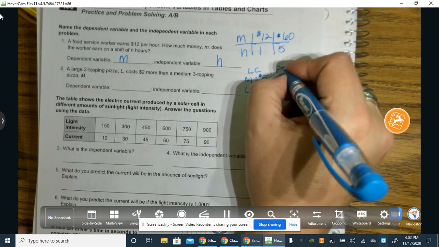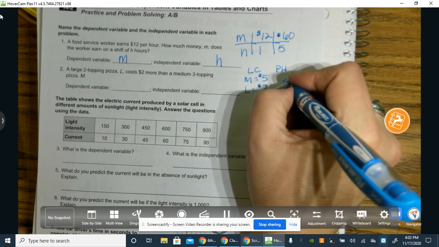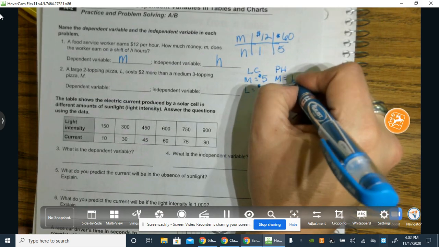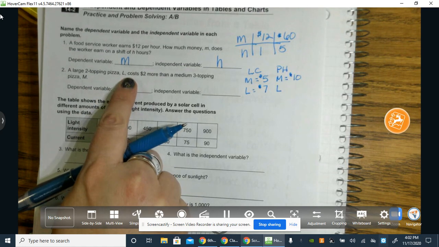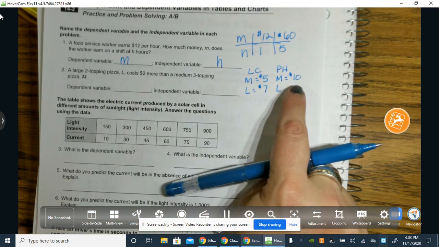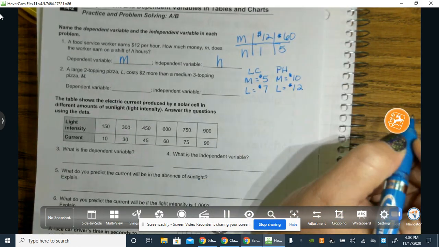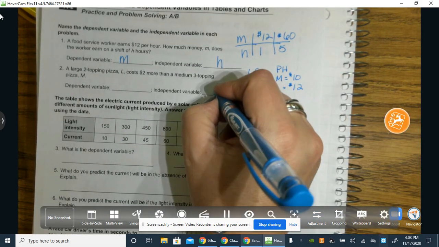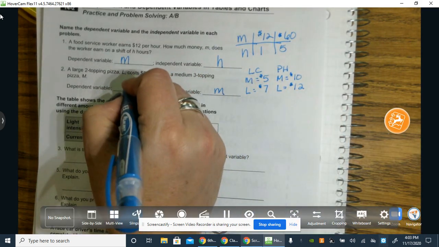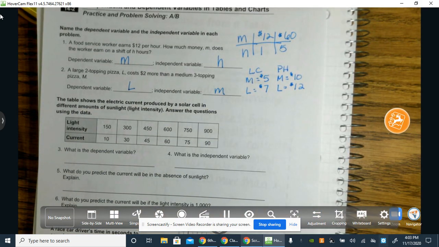So we go to Pizza Hut. The Pizza Hut medium, let's say, is $10. But then the large costs $2 more than whatever the medium costs, which would be $12. So the independent variable would be your medium, because your large depends on how much your medium costs.